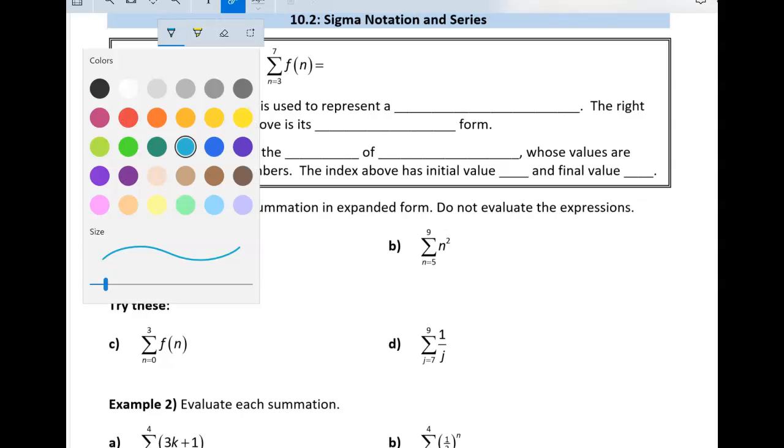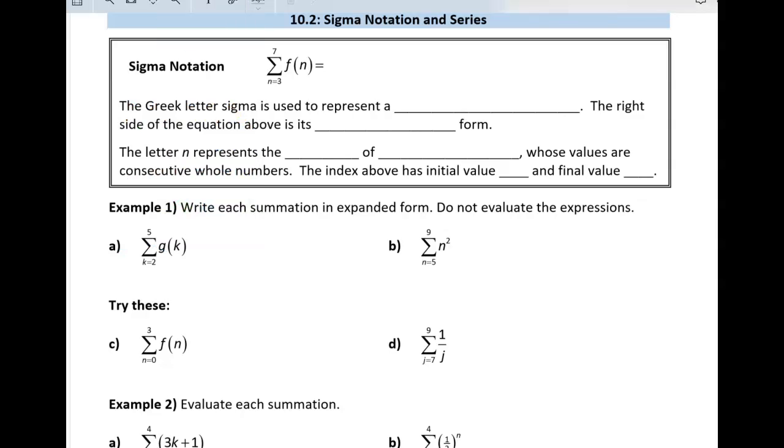In this lesson, we're going to learn about sigma notation. Sigma is a Greek letter that's used to represent a summation. A summation is basically when you take a bunch of terms and you add them together. So we're adding together the terms of a sequence.